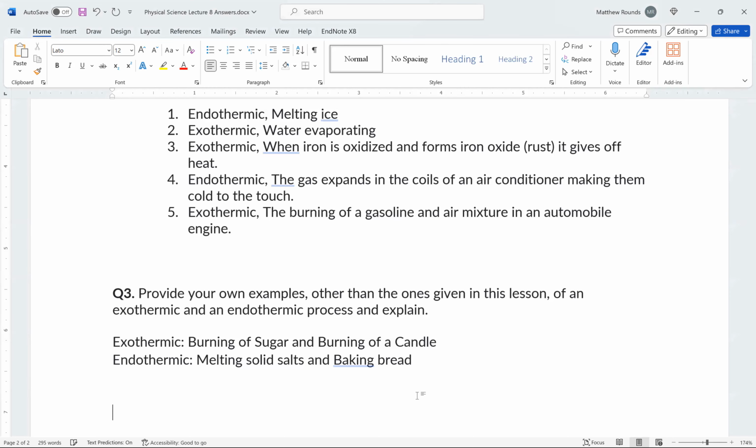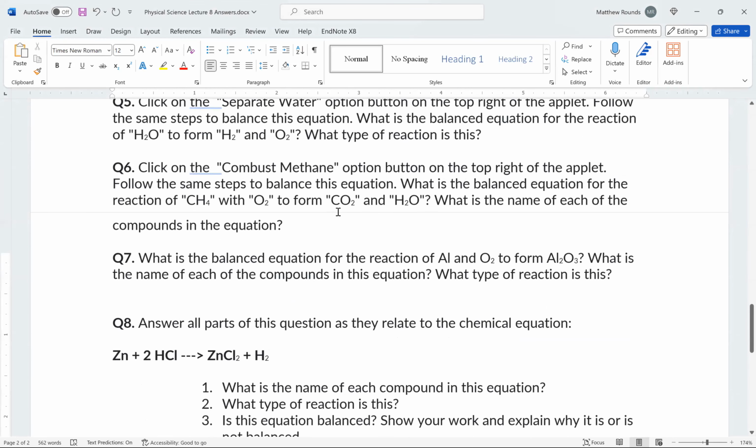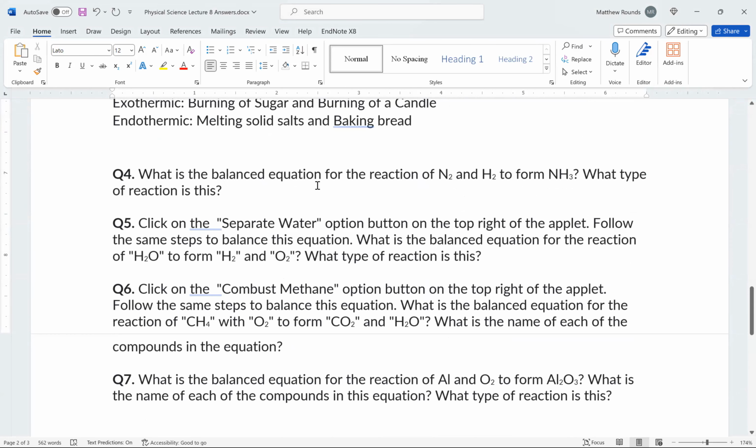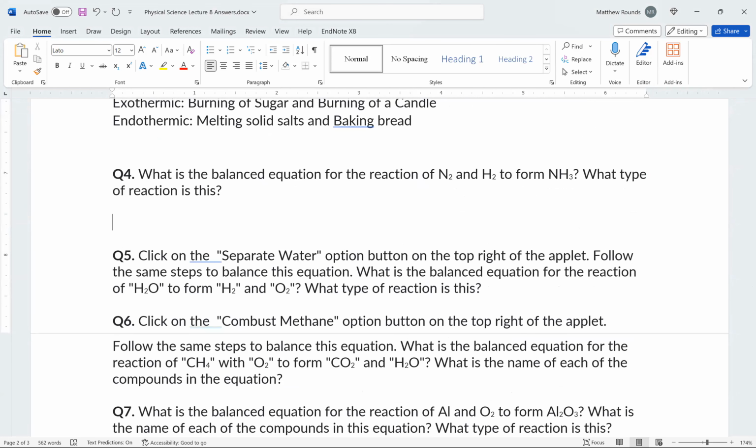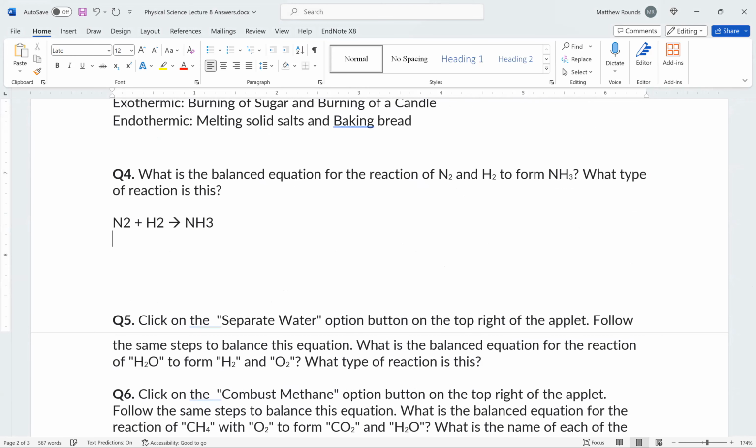All right. So question 4.5. What is the balanced equation for the reaction of N2 and H2 to form NH3? So it looks like this: N2 plus H2 to form NH3. The left side of the equation are called the reactants. On the right side, they're called the product.